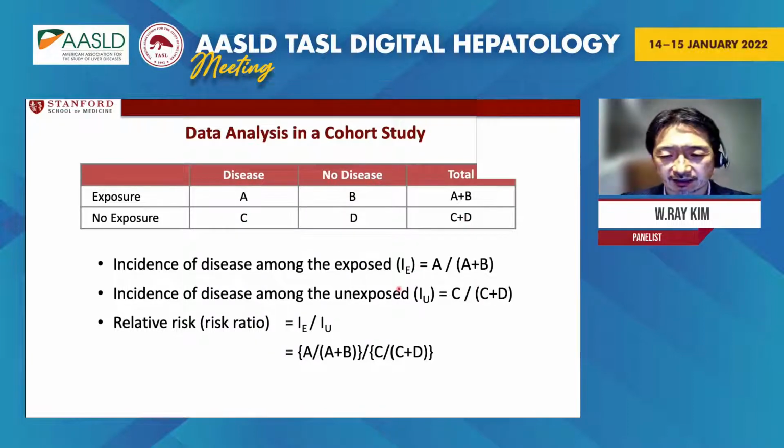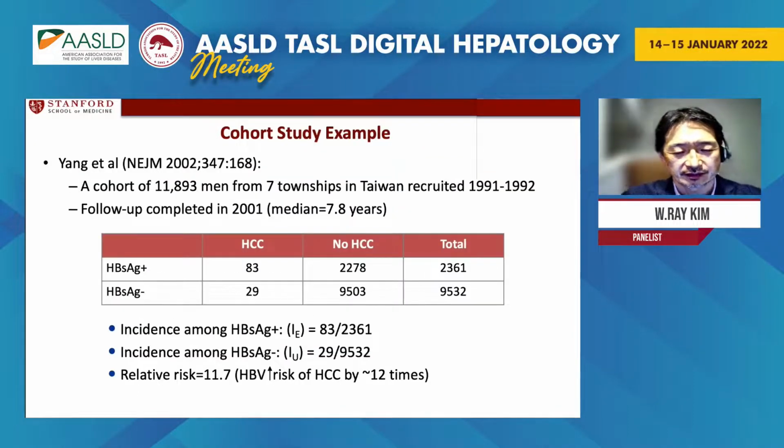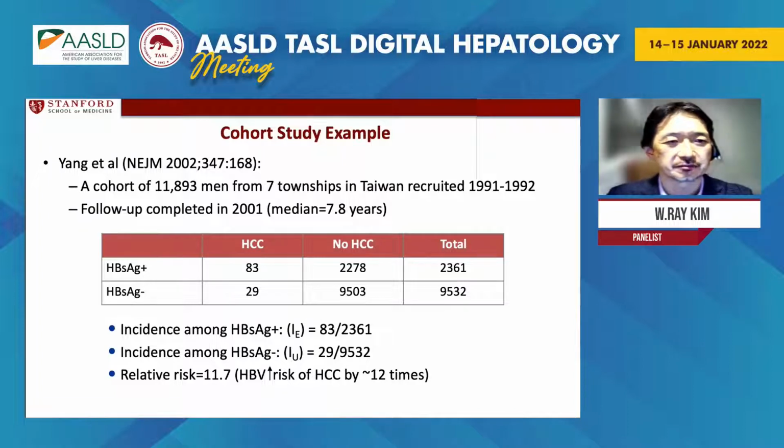The bottom line metric for a cohort study will be the relative risk here, which is calculated by the ratio of these two incidences. So IE divided by IU, or you can replace these with the individual formula for these incidences here. That would be the bottom line. So beyond this abstract description, let's look at an example.